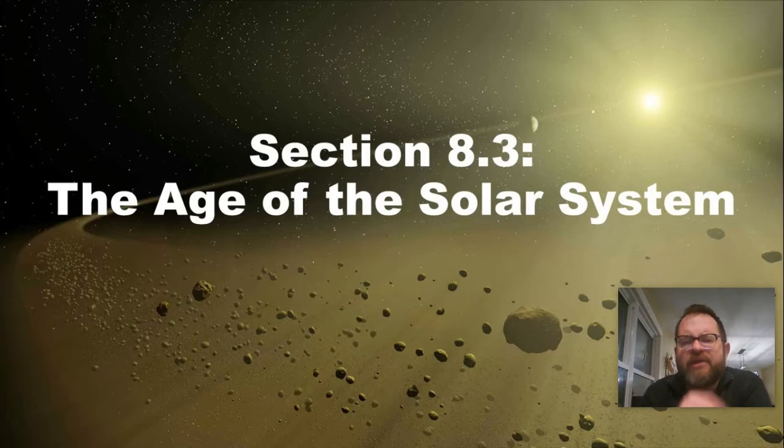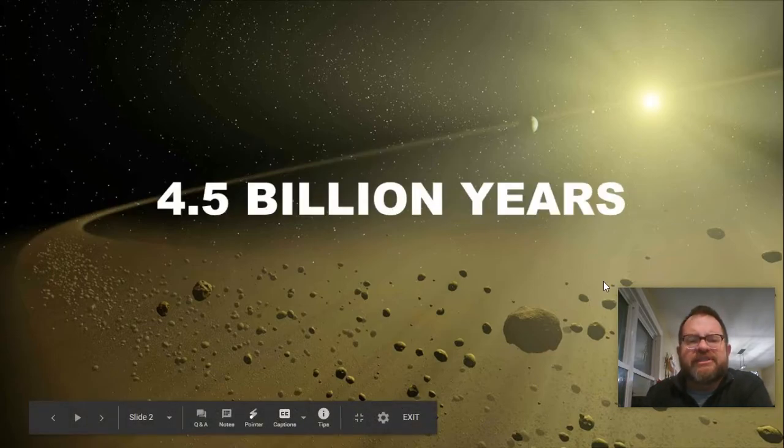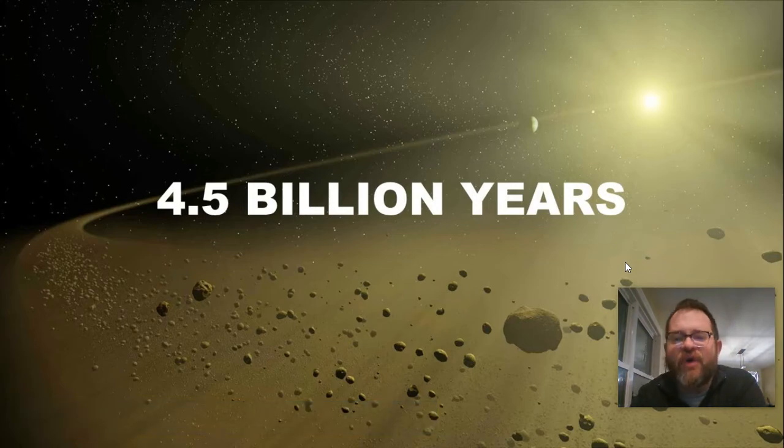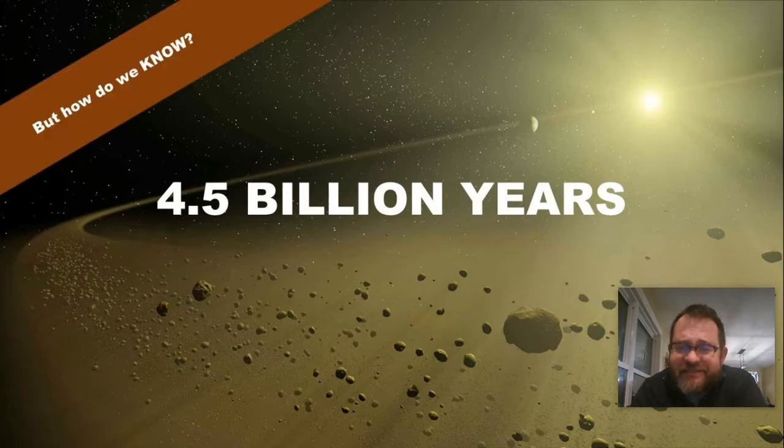So, all right, today we're going to be learning about the age of the solar system, and the answer is 4.5 billion years. All right, well, that's it for today. No, of course not. Obviously, we have to follow this up with the question, how would we possibly know that? I mean, the more interesting question is how would we actually come to know how old something like the solar system would be?